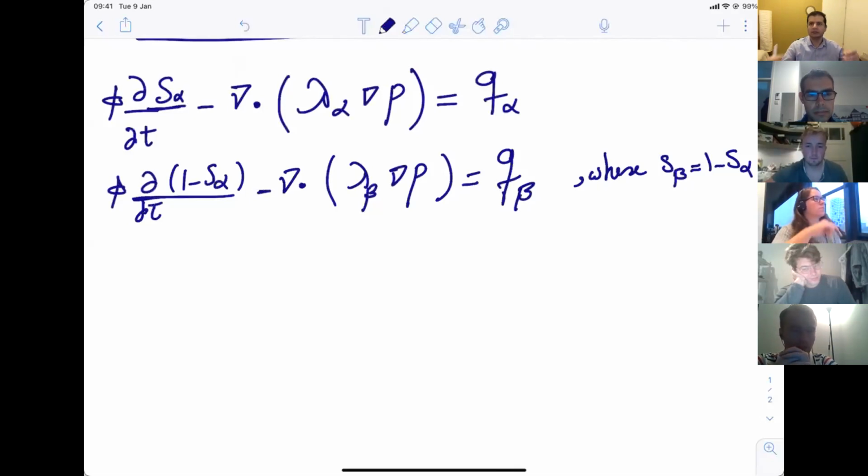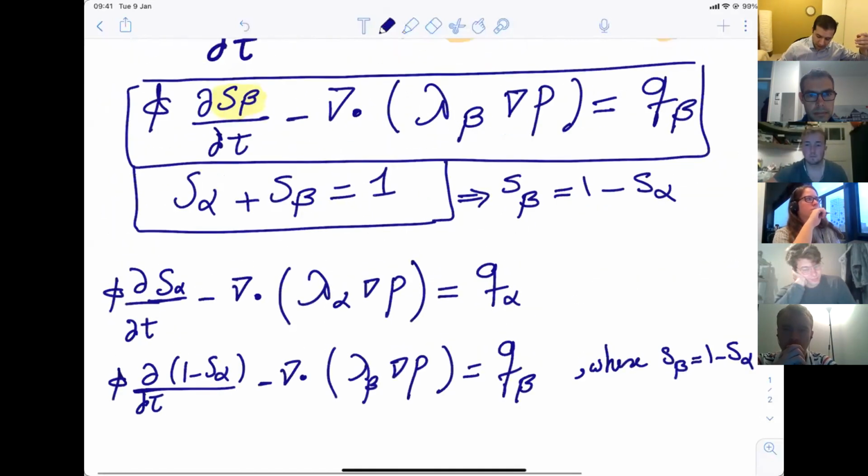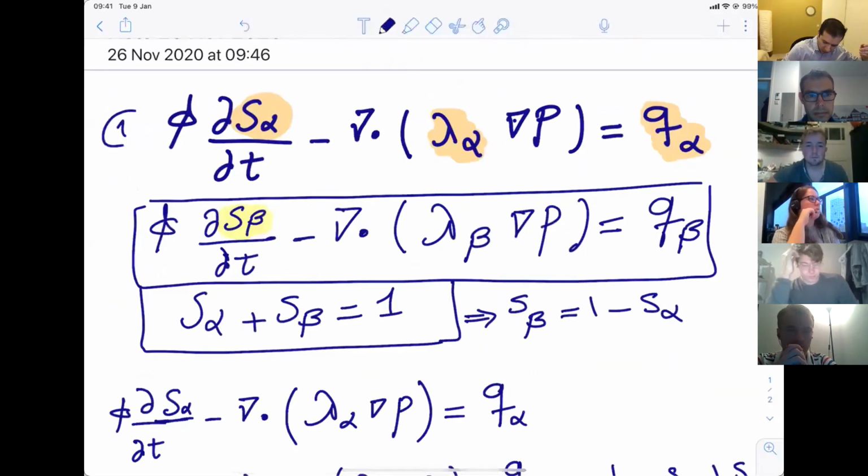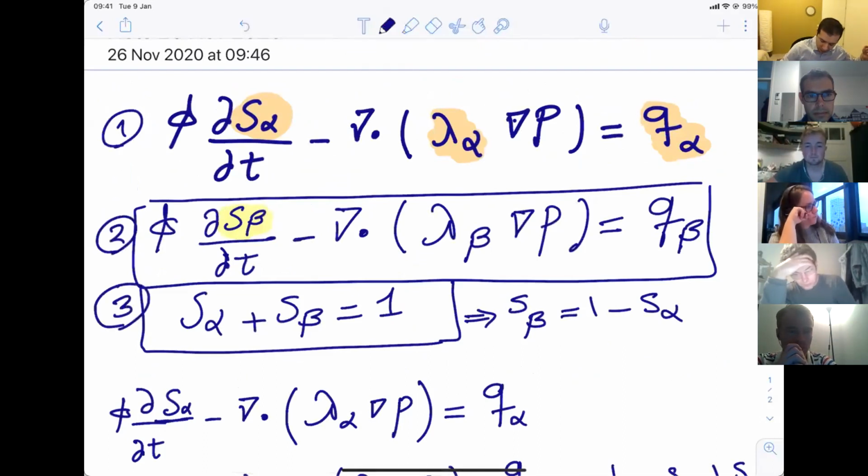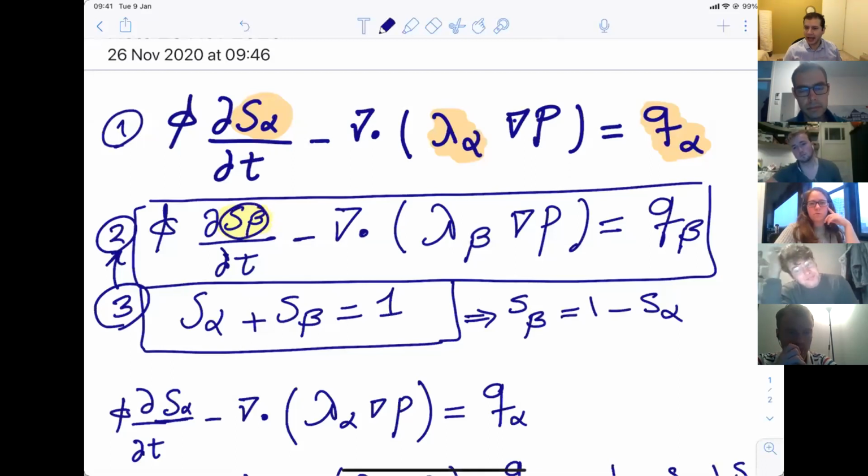How many are they? It is simply three of them. They were three, which were here: 1, 2, 3. But we used the third one and combined it with the second one. We use this relationship to change S beta to be 1 minus S alpha.